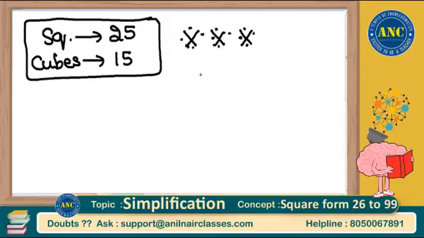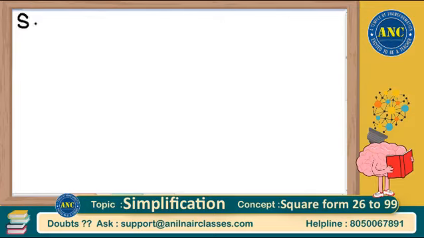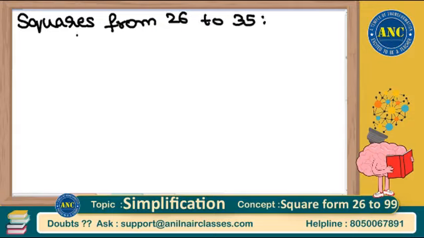Till 25 it is my student's responsibility. After 25 it is something which I will teach you, the squares, right? Now listen to this carefully, sir. I am teaching you how to find the square of a number from 26 to 35, provided you know how to find the square of a number till 25. Squares from 26 to 35. Listen carefully, sir. Assuming that you know squares till 25, I am taking it forward from 26 to 35.